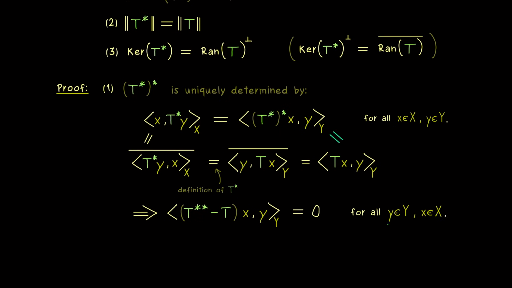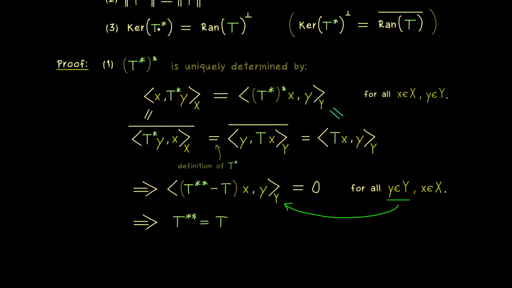And now the first crucial part here is that this holds for all Y in Y, which means the only possibility is that this vector on the left hand side is the 0 vector. And moreover, it's the 0 vector no matter what X is, so T** has to be equal to T. So this is the whole proof for part 1, and now we can use it to also prove 2.